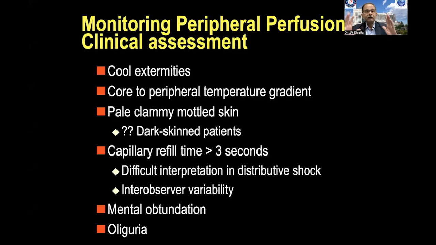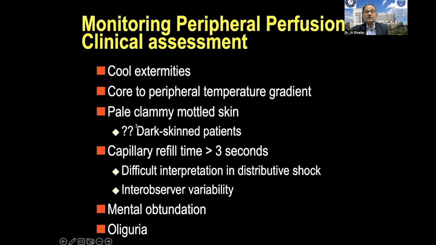And you have three sort of windows. You've got the skin window, the brain window, and the kidney window. And cool extremity, a pale, clammy mottled skin, and a prolonged capillary refill beyond 3 seconds suggest that this patient has got impaired tissue perfusion. Similarly, mental obtundation and oliguria also suggest that the peripheral perfusion may be impaired.